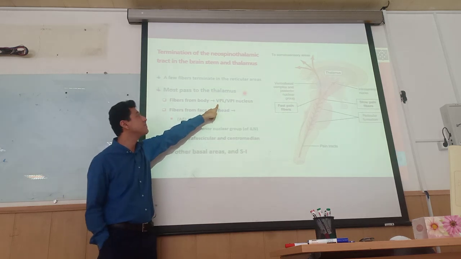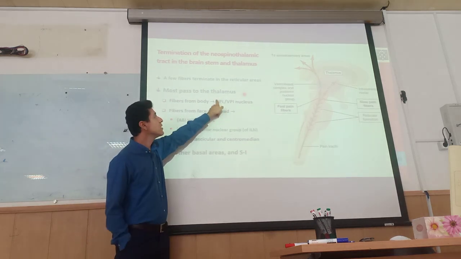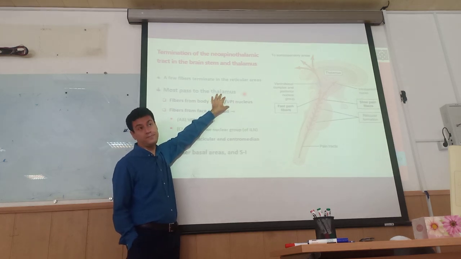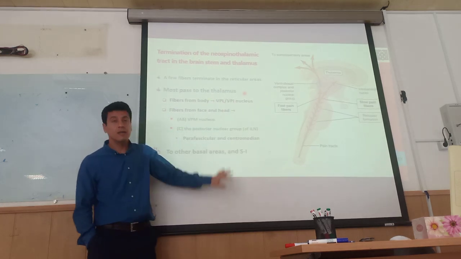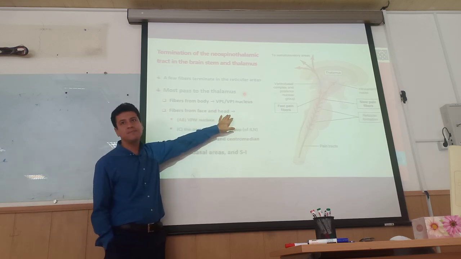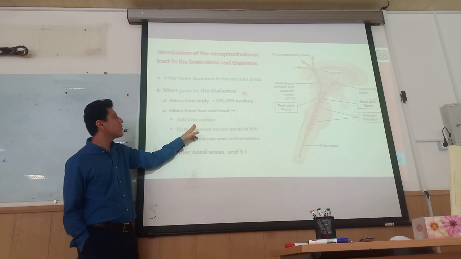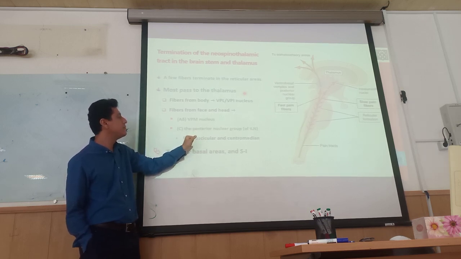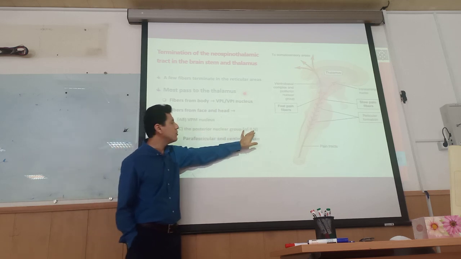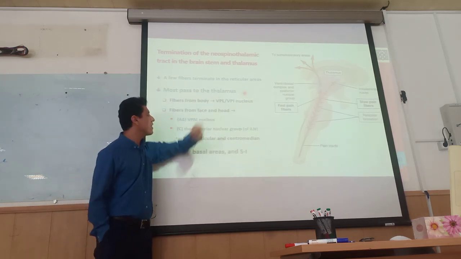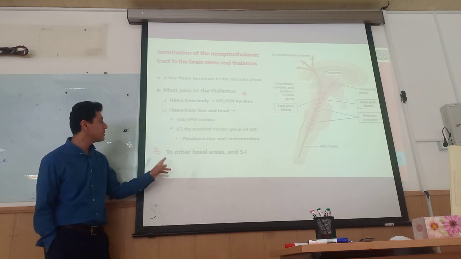Which nuclei? VPL. Ventral posterior lateral, ventral posterior inferior. Okay. And fibers from the face and head go to the ventral posterior medial. Some of them go to intralaminar nuclei. So different nuclei in the thalamus, right?